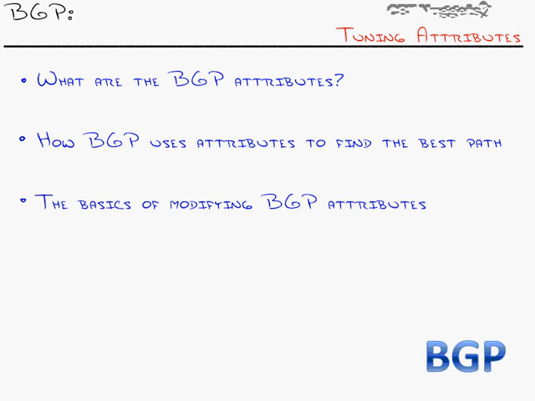We're going to look at what the BGP attributes really are. You know, what are these things that we've been calling attributes? We'll look at how BGP uses attributes to find the best path around the network. We're really going to see what the metric of BGP is. And then we'll look at the basics of modifying BGP attributes, which by far is going to be the largest demonstration I've done so far.